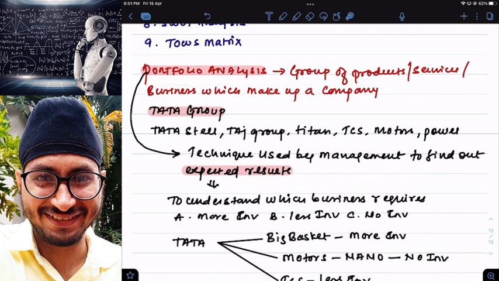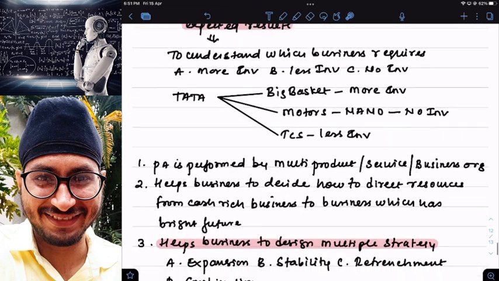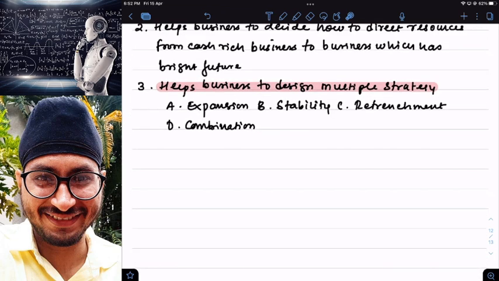So in simple words, if we have to sum up in short, what is a portfolio, sir? The group of products, businesses or services that a company offers is called a portfolio. Analyzing the portfolio to decide which company requires more investment, which requires less investment, which requires no investment. I will also be able to decide from which company I should remove money and in which company I should invest money. If I want to do all this analysis, I need to perform portfolio analysis. I hope you understood the concept. Does anyone have any doubts in portfolio analysis? Simple concept.